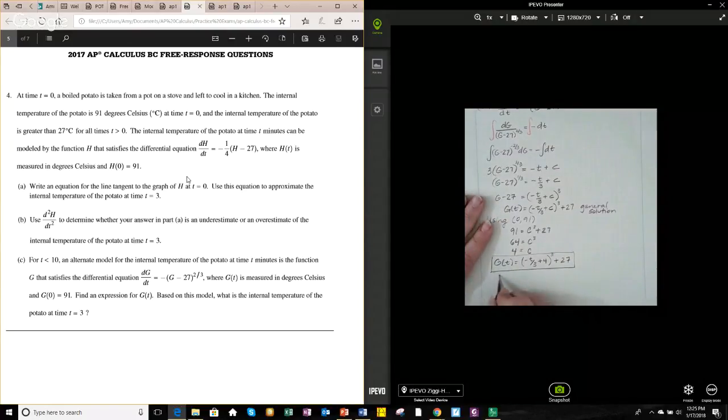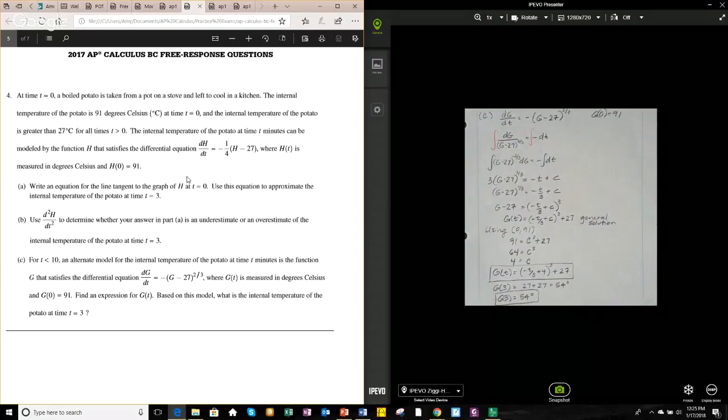And I want g of 3. Well, g of 3 is going to equal negative 1 plus 4, which would be 3 cubed, which is 27, plus 27, which is 54 degrees. So g of 3 is equal to 54 degrees. All right, well, so that's the scary potato problem. Not too scary after all. All right, so that's the end of our Euler's method and solving a little bit of AP calculus problems video of the day. Have a great day.